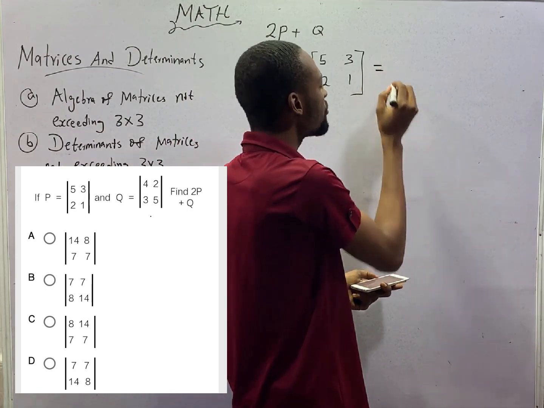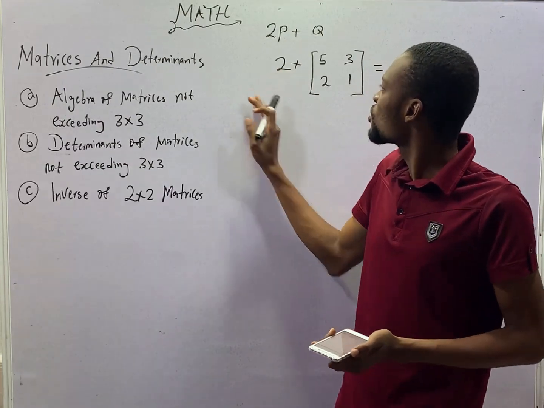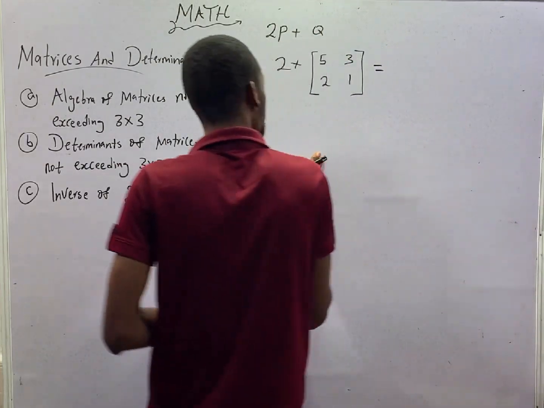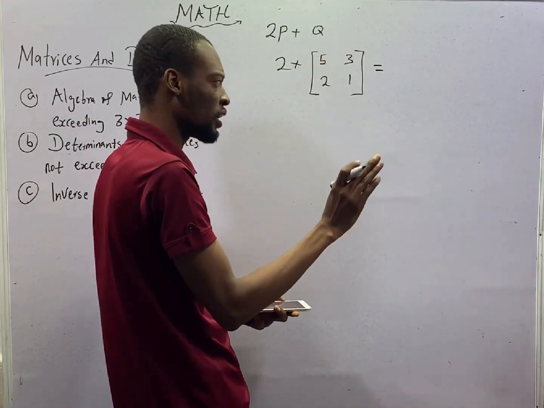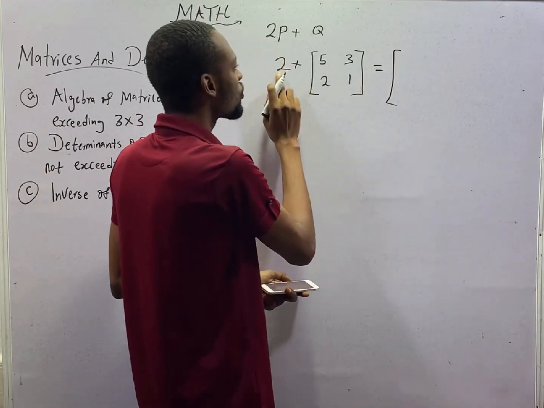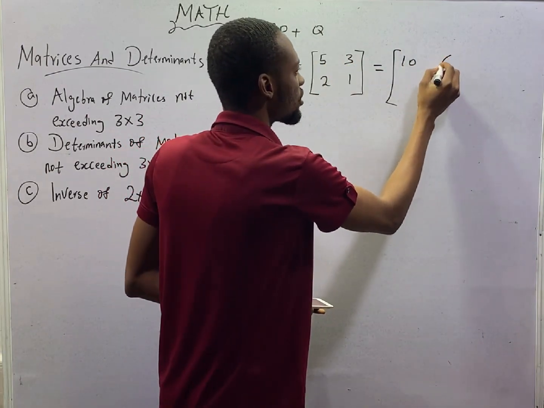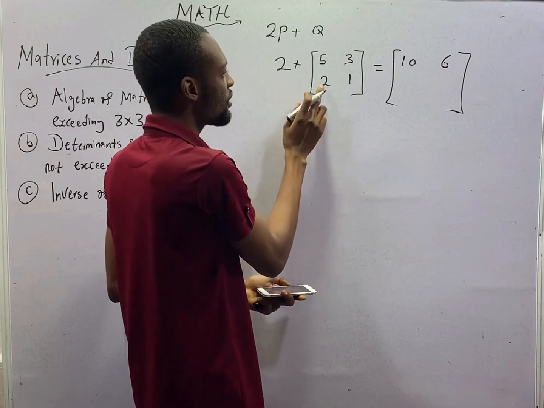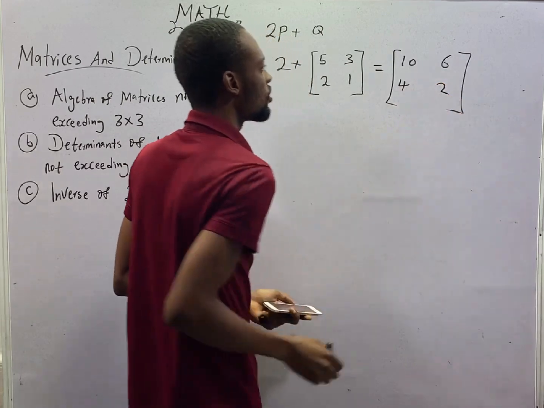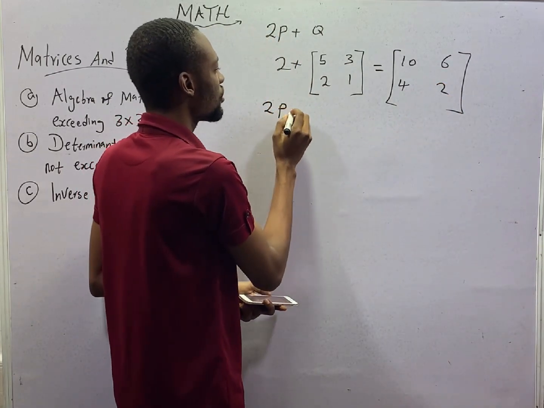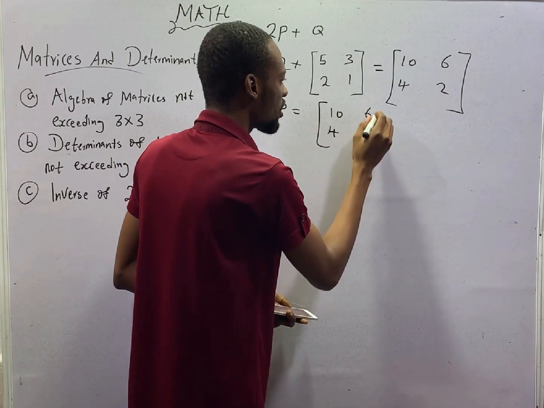To multiply a matrix with a single number, if I give you a single number and I say use this single number to multiply a matrix, what you simply do is use the number to multiply the elements of the matrix one by one. To have 2 times 5, 10, then 2 times 3, 6, 2 times 2, 4, 2 times 1, 2. So 2P is therefore equal to 10, 6, 4, and 2.